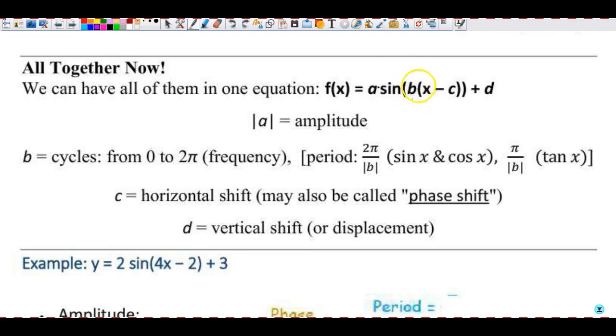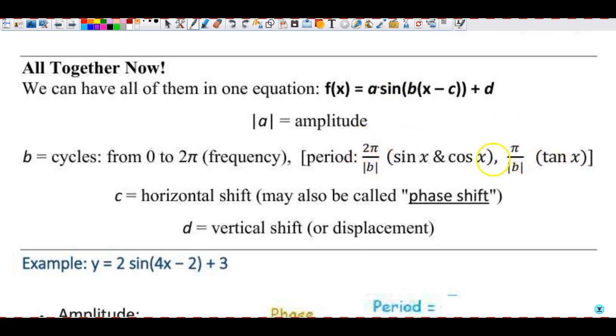And then the B, you always factor it out if there is a C. If there's something after the x or the theta, you need to factor that out. So this all works out nicely for you. The B is how many cycles. Usually that's not something that you're necessarily asked. It is something that's good for you to understand so you know what's going on with the graph. But we're going to use that B to figure out the period. So you take 2 pi over the absolute value of B, or it could be 360.